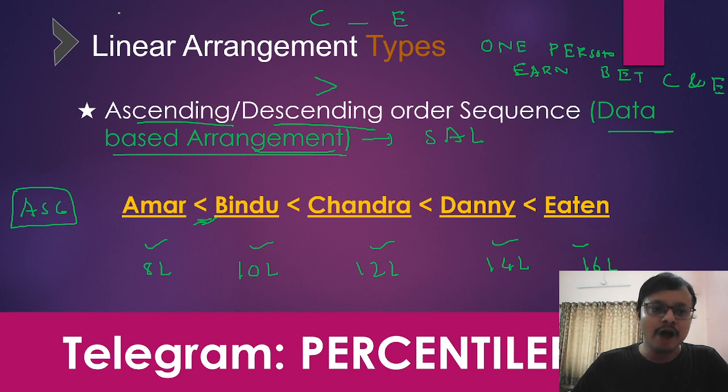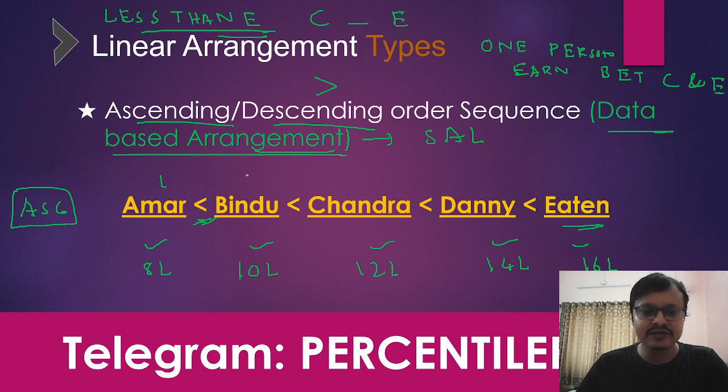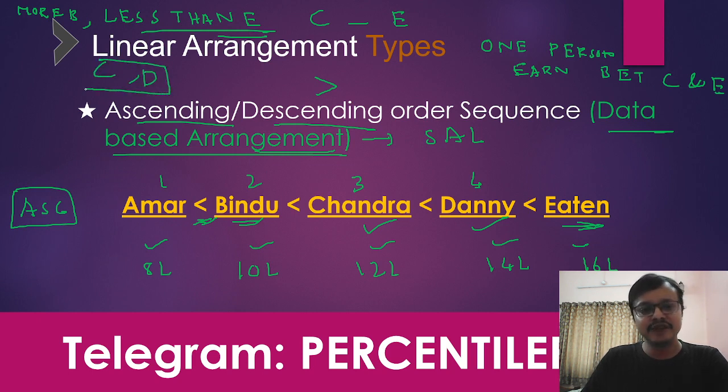Similarly, if they ask you how many people are earning less than Yatin, how do we do that? Yatin is here. Less than Yatin is 1, 2, 3, 4. That is 4 people are earning less. In case they say more than B but less than E, B is here, E is here. How many people in between? 2 people, C and D. So effectively, you have 2 people, Chandra and Danny, who earn more than Bindu but less than Yatin.